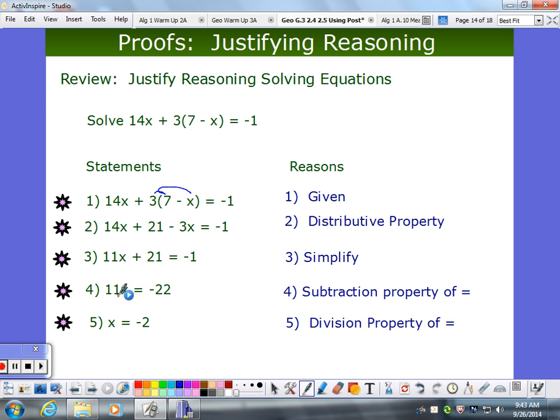division property of equality, right? You divide both sides by 11. This is what we practiced in the warm-up. This is what you did in Algebra 1. You were doing a 2-column proof. You didn't realize that.